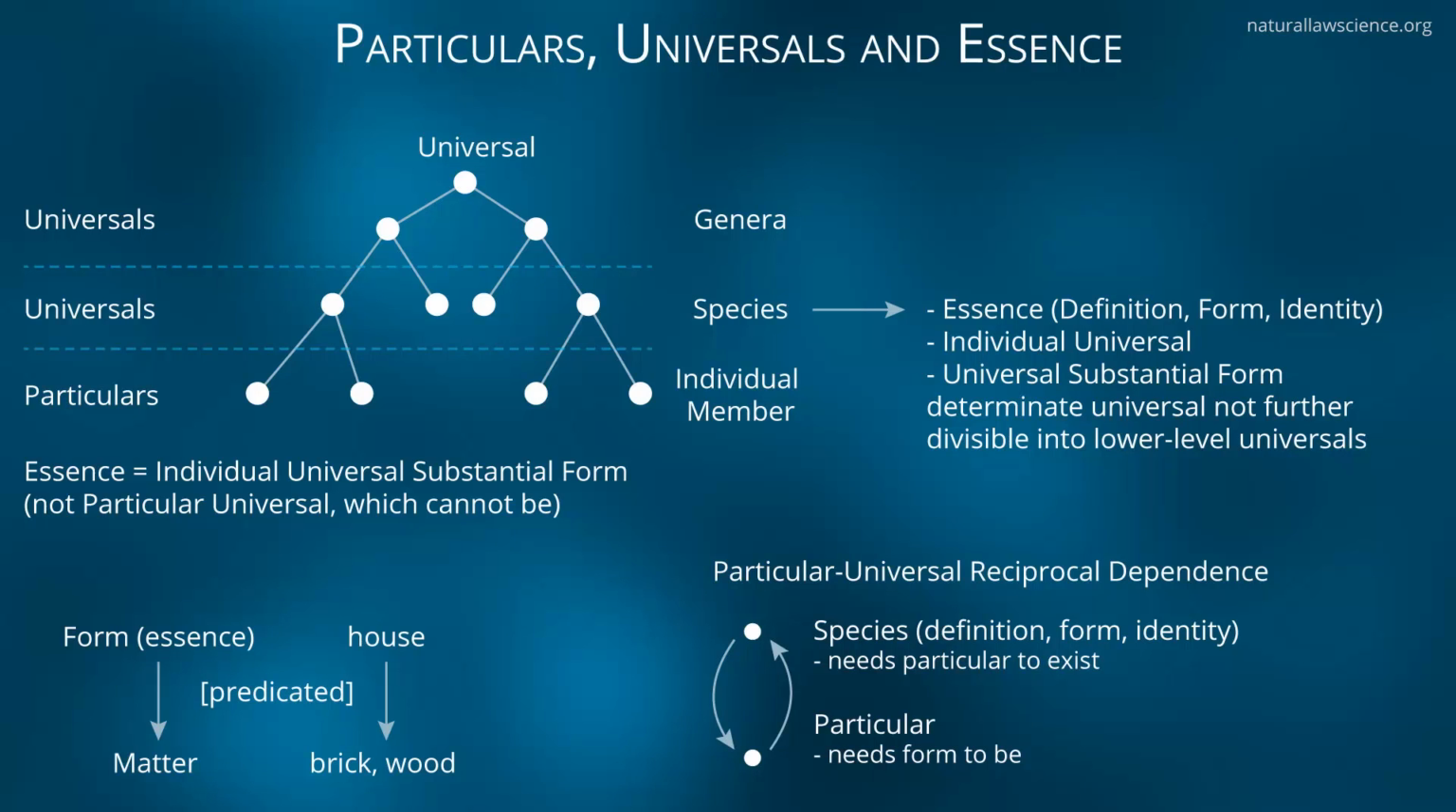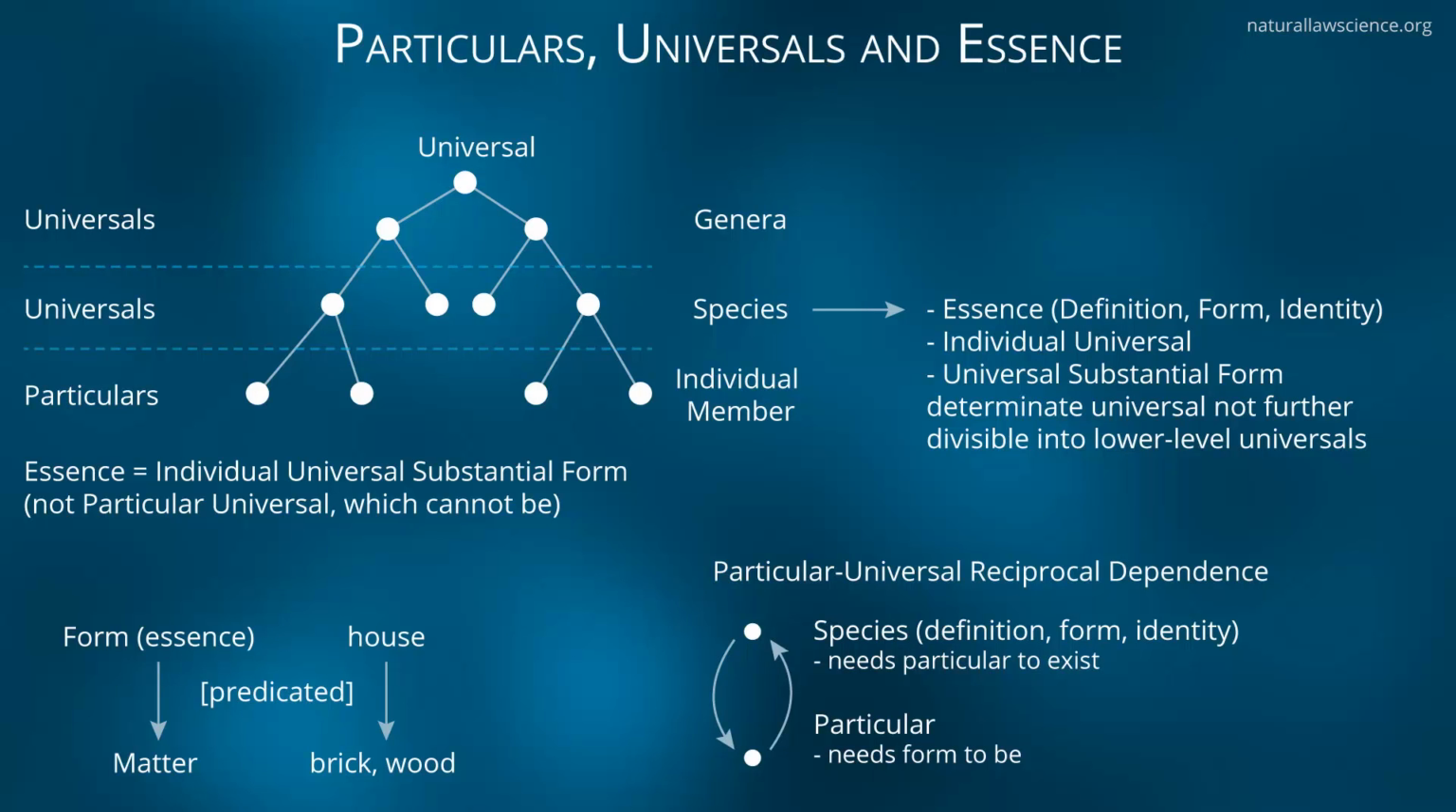And the last one here is the reciprocal nature between the particulars and individuals, specifically the lowest level individual of species and the particular individual member. And this is again relating to form and matter, where you have species as the form, the definition, the identity, the essence, which needs a particular to exist in, which is the individual member. The particular individual member needs form to be.